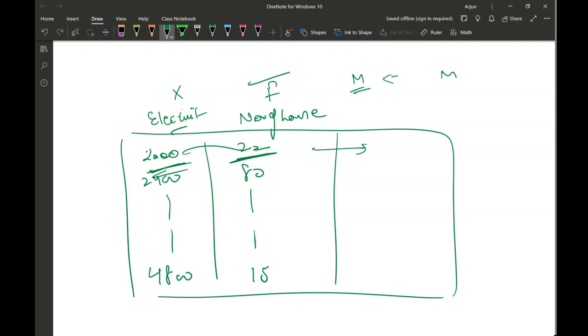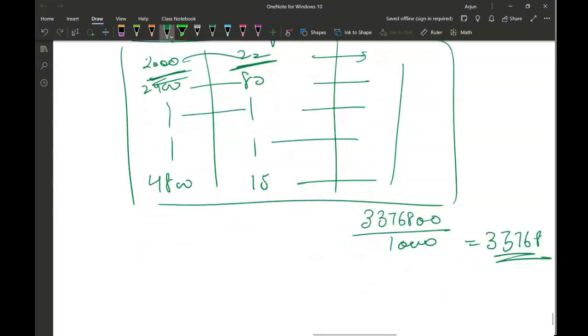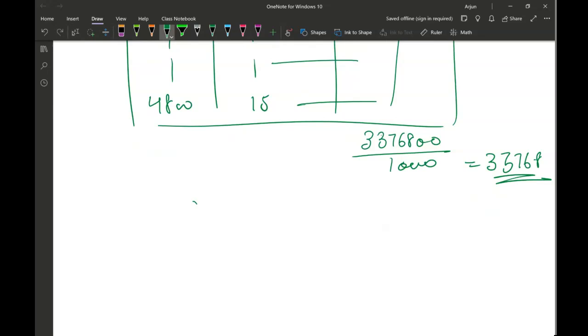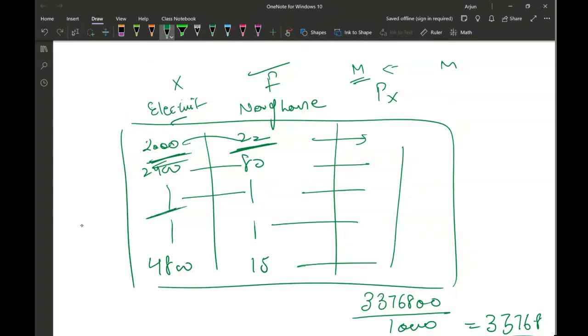So x times frequency, fx: you multiply these two, got this value, multiply these two, got the value. From here you're going to get the total of 3376800, and divide this number by 1000, and that's going to give you the mean value, 3376.8. And then the median is again the middle value, n plus 1. Total number of terms is 1000 plus 1 divided by 2, so 500.5. So the term which is between 500 and 501.